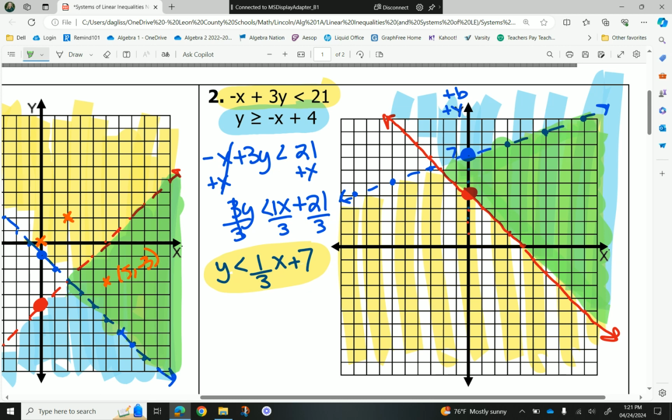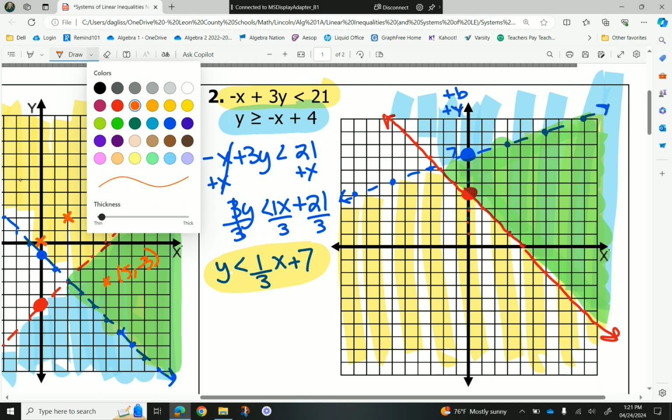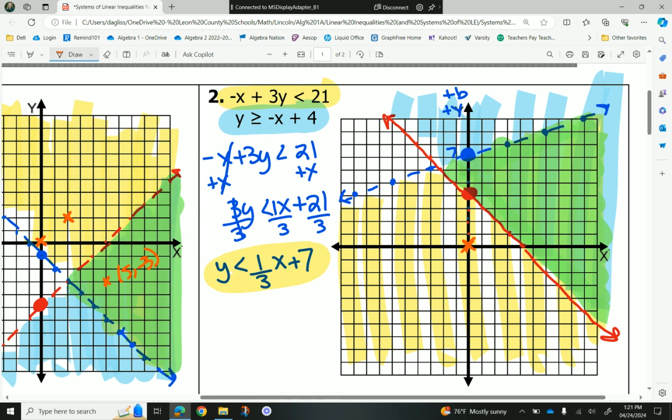So I'm going to ask you this every time. Is the origin a solution to my system of inequalities? Here's the origin. Is that a solution to the system of inequalities? Is it in my overlapping region? It is not. So is it a solution? No. It has to be in the overlapping region. Who could give me a point that is in the overlapping region?